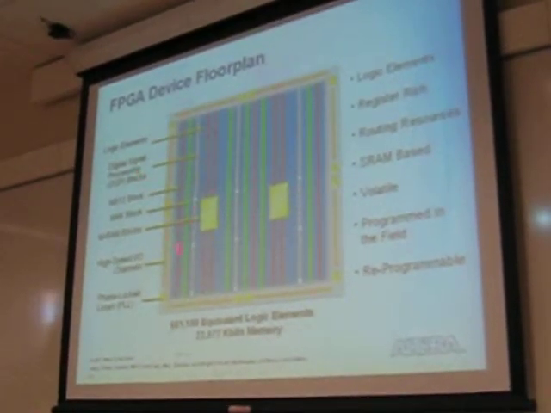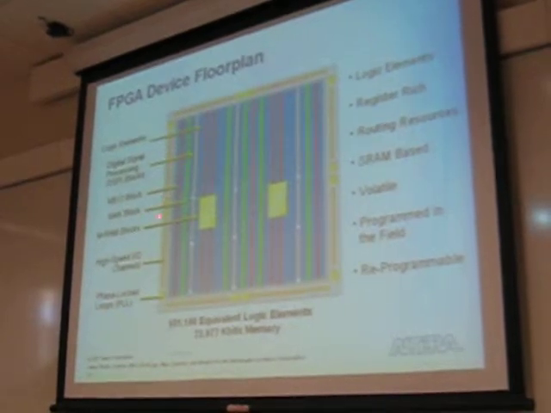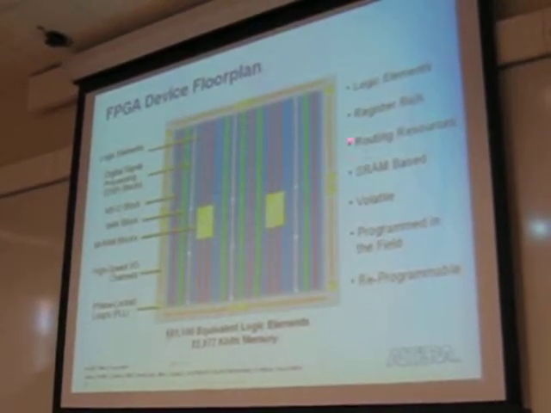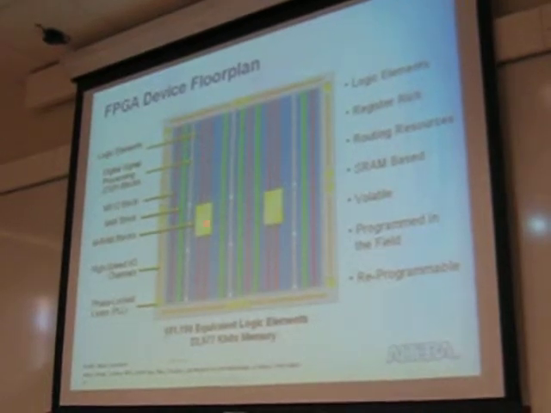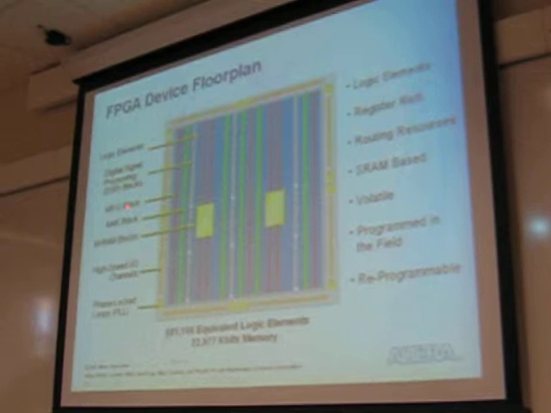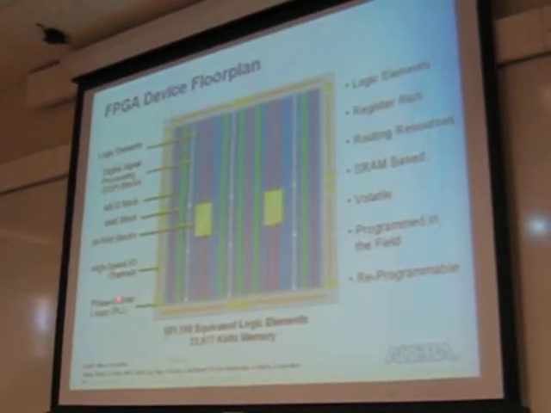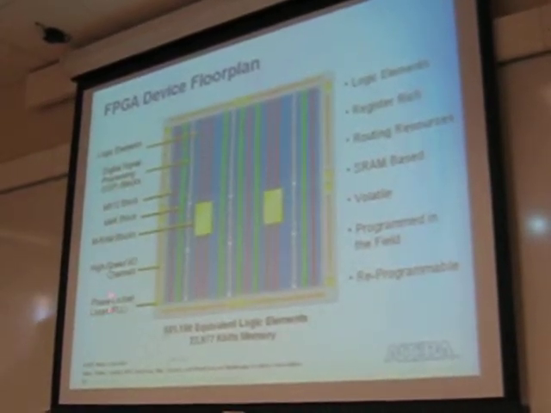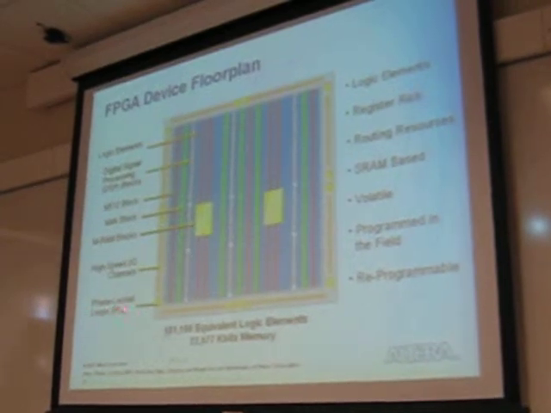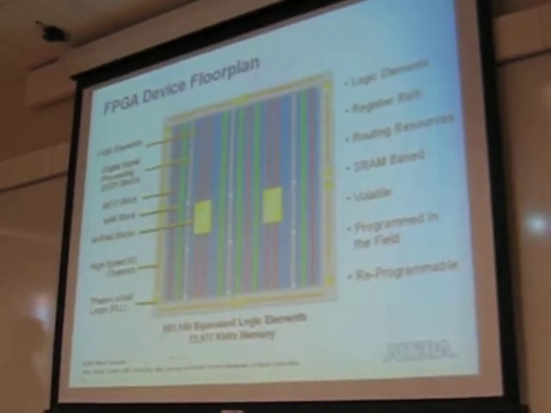So by far the most part of the die is the logic elements. Everything in blue is a logic element. But we do have these dedicated blocks: the memories, the high-speed I/O channels, the PLLs. All these are dedicated blocks. If you don't use a PLL in your design, that PLL still sits there, but it's not getting used.